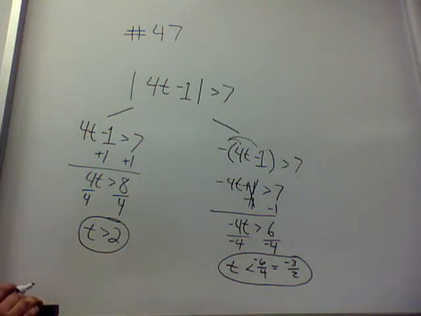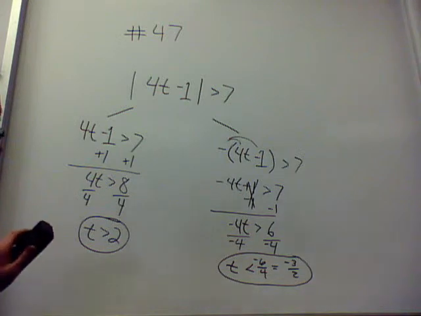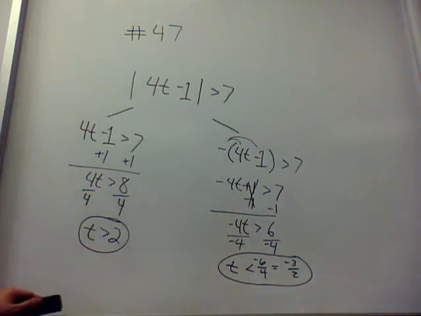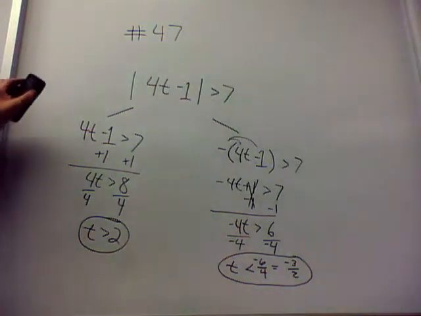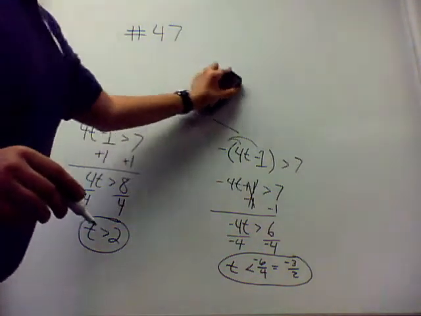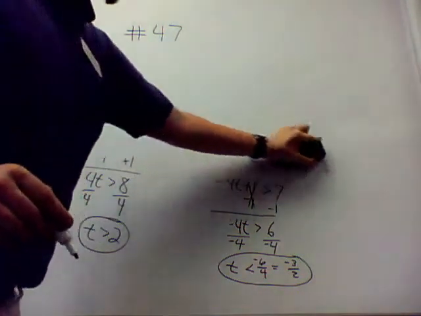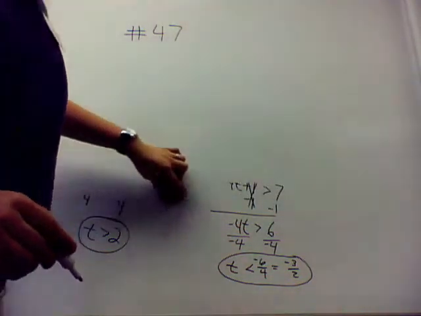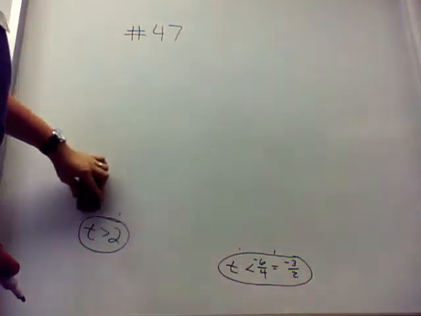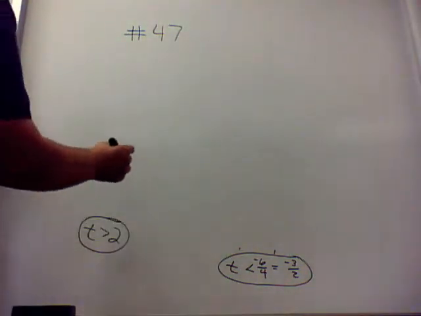Now we're most of the way done. The only problem left is that these are inequalities. So with an inequality, we always need to graph the solution. So let's go ahead and erase this top part because I'm at the bottom of the board. I'm going to leave these circled ones on here so I know what I'm talking about.